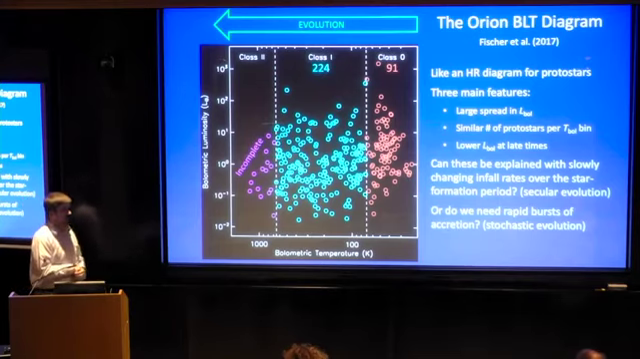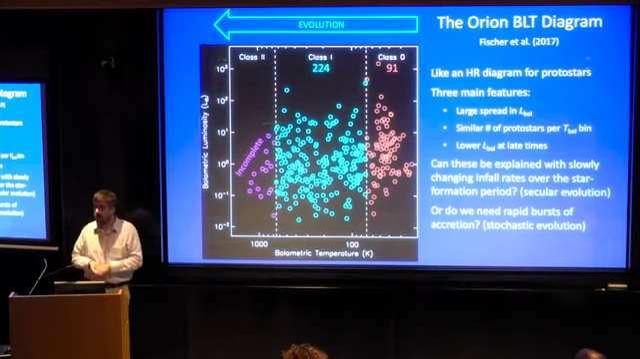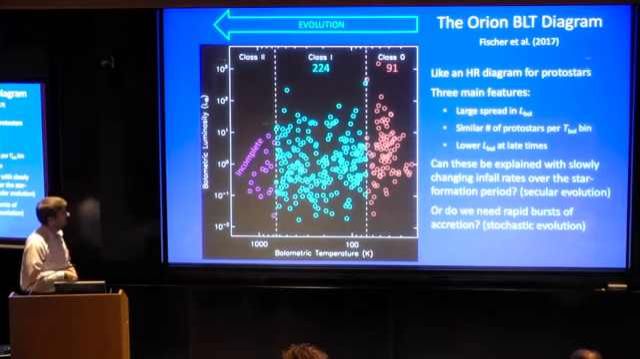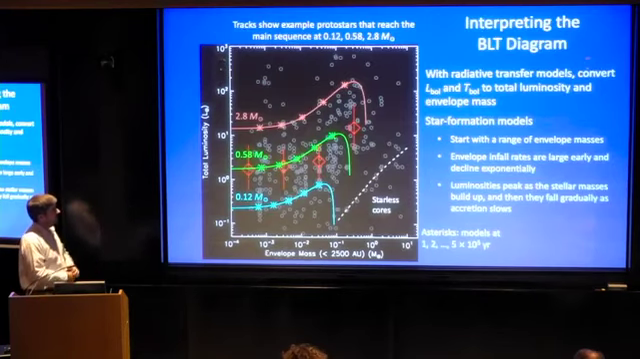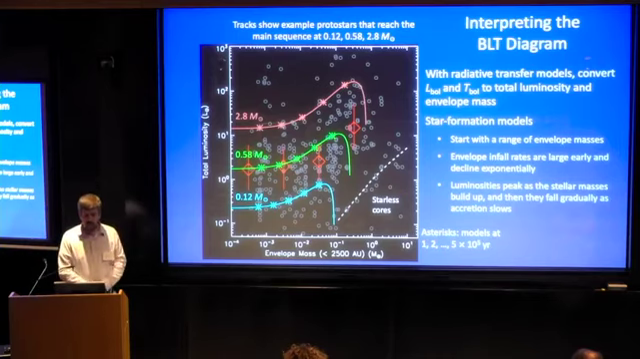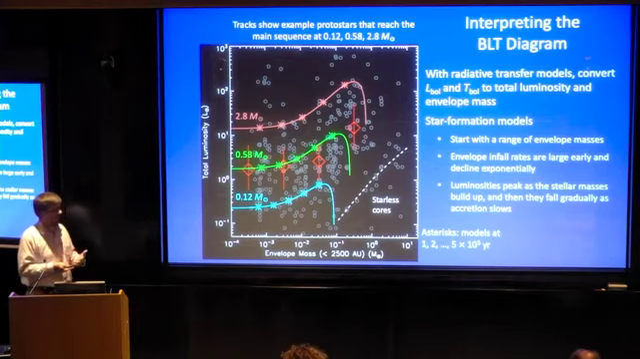We want to know, can we explain these with slowly changing infall rates over the star formation period, or do we need rapid bursts of accretion to explain the diagram? So we can get most of the way there with what I've been calling secular evolution. Here I've switched up the diagram a little bit. We've gone from purely observed parameters to parameters that we get from the radiative transfer modeling. We've gone from bolometric luminosity to total luminosity.